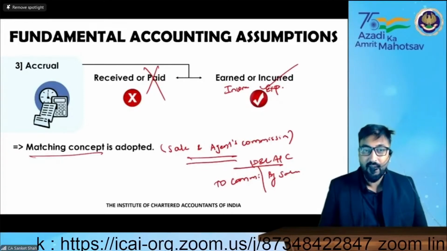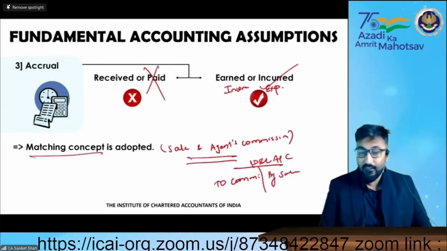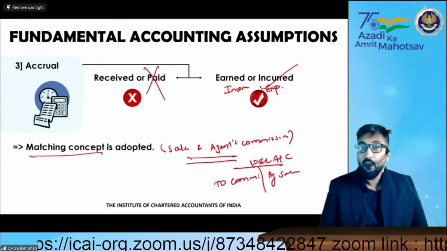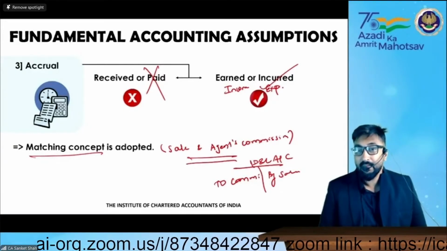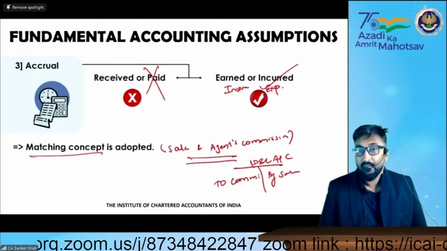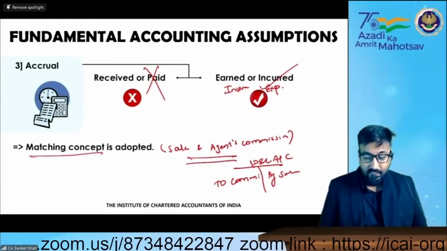I hope you are clear with these fundamental assumptions. So there are 3 fundamental assumptions. Who is going to explain this fundamental assumption? Fatafat. Yes, Pooja. Yes, beta.